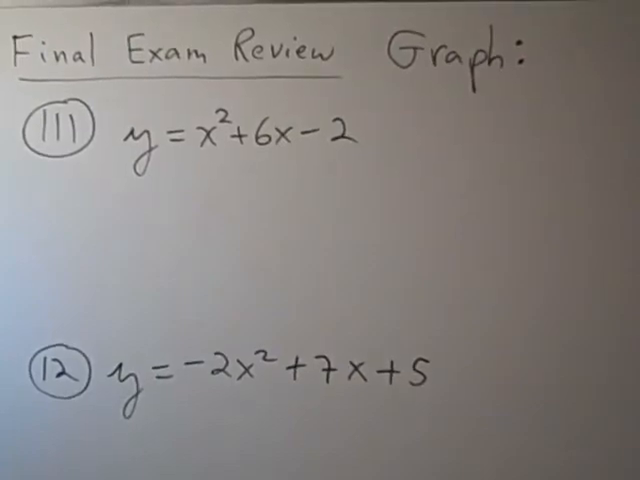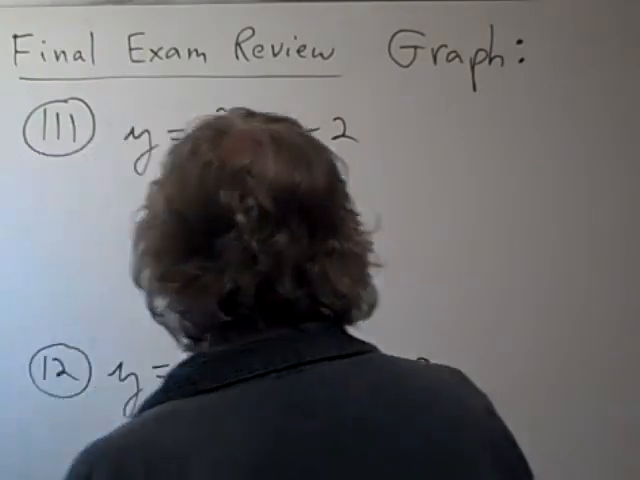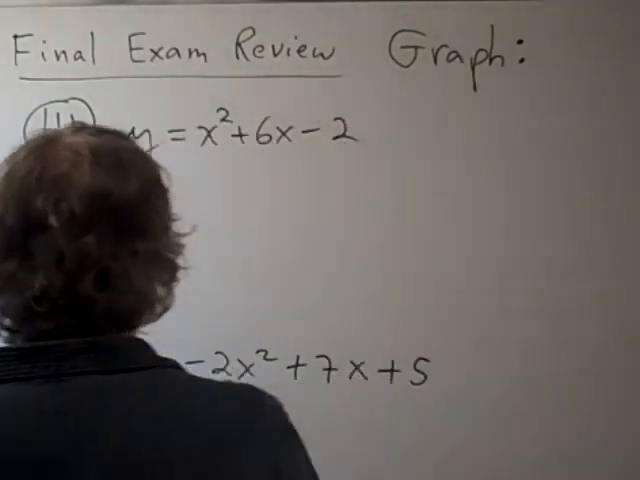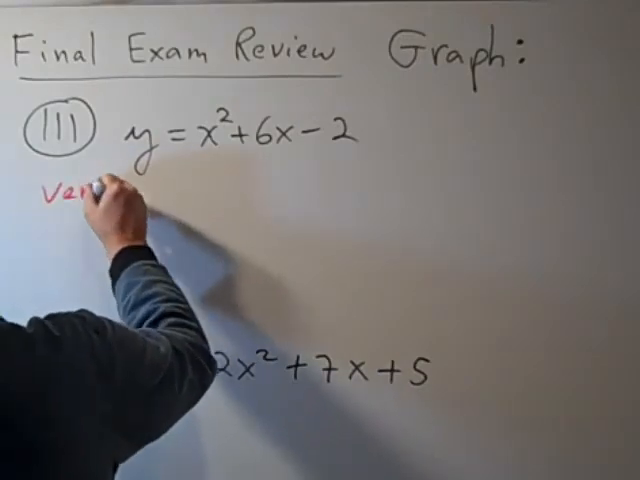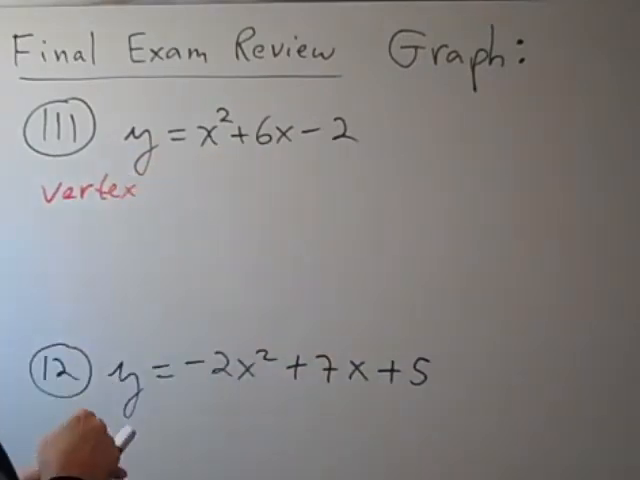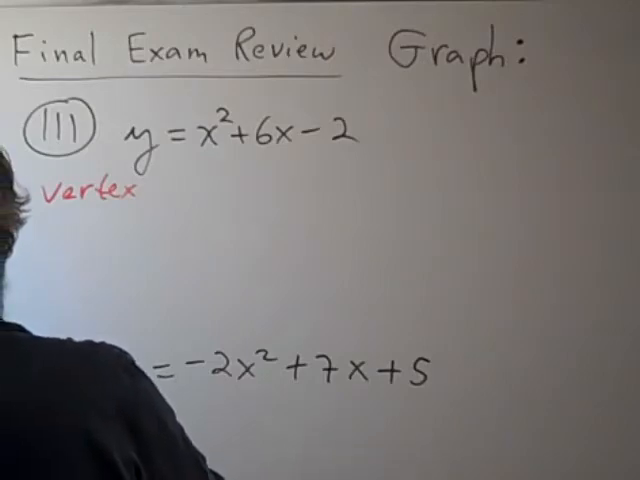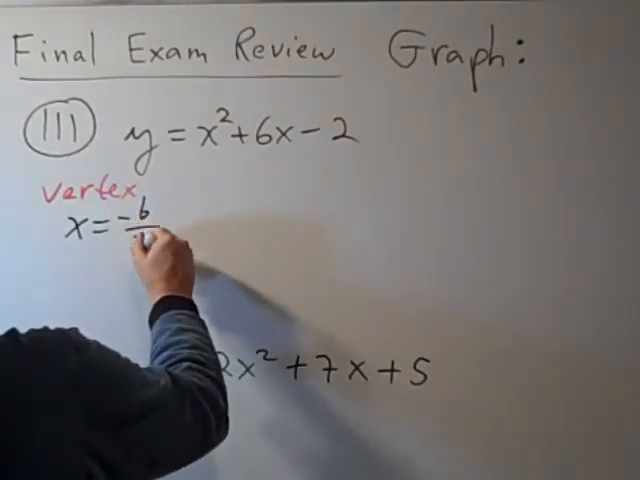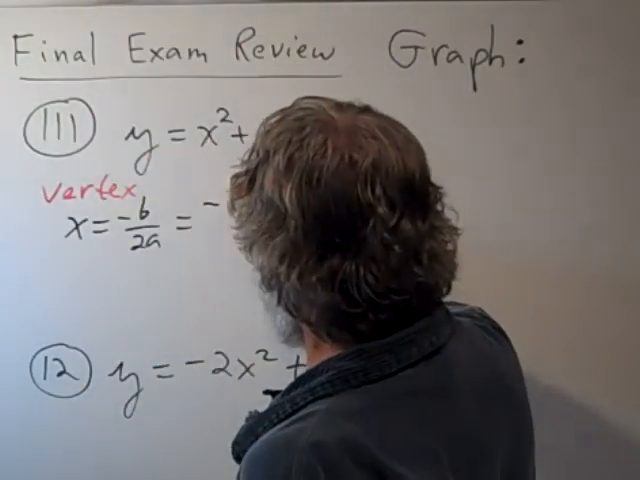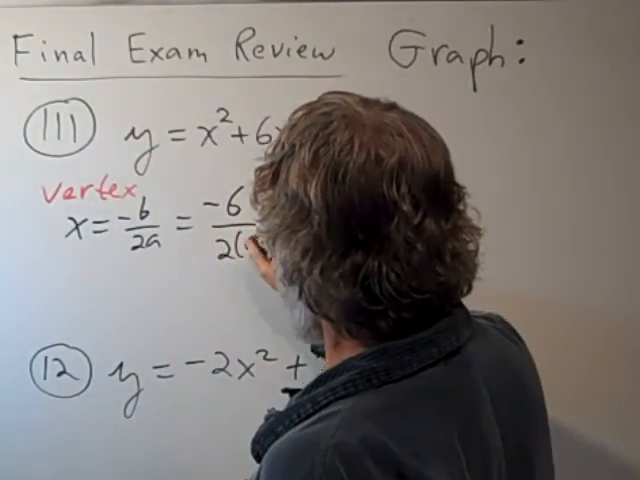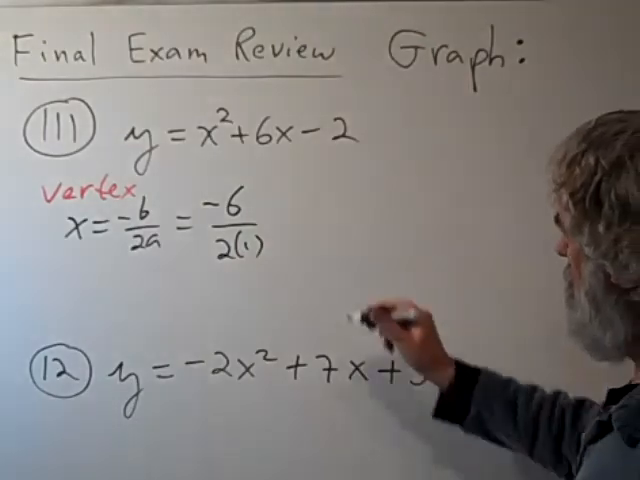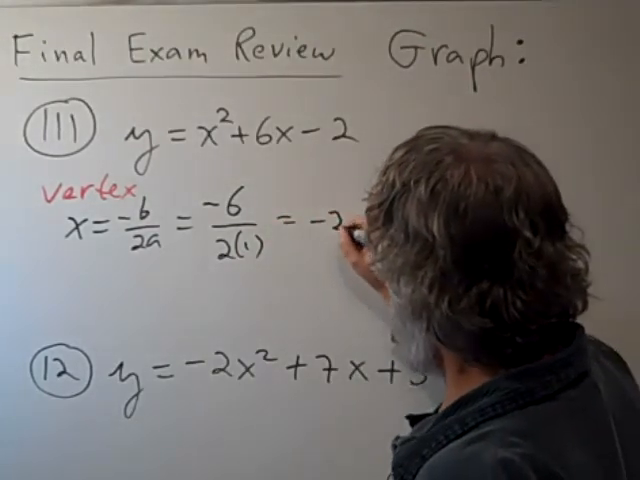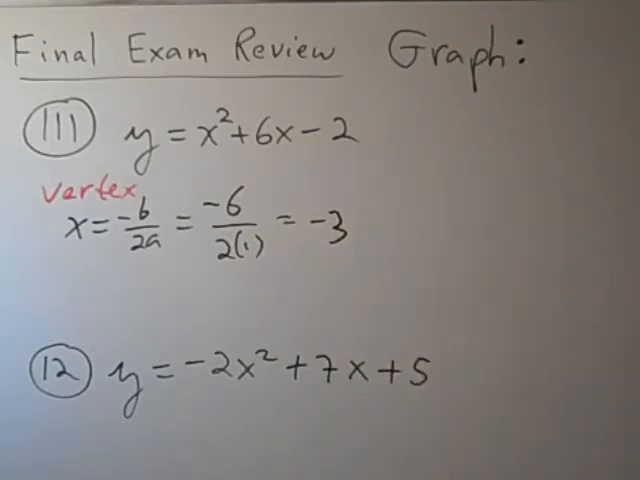Okay, to graph this parabola, let's first find its vertex. Single most important point on the parabola. The x-coordinate of the vertex is negative b over 2a. In this case, that's negative 6 over 2 times 1, which is negative 6 divided by 2, negative 3. So the x-coordinate of the vertex is negative 3.